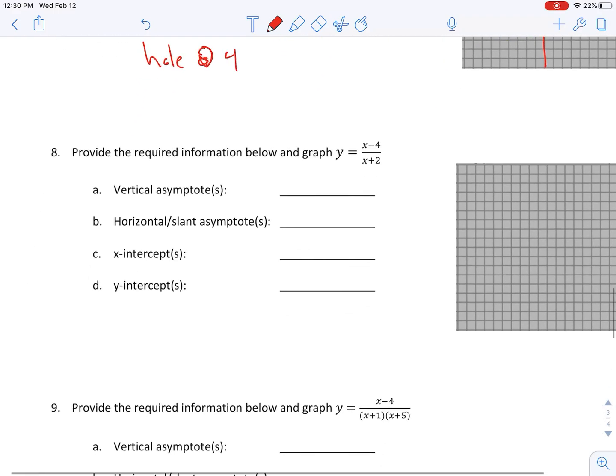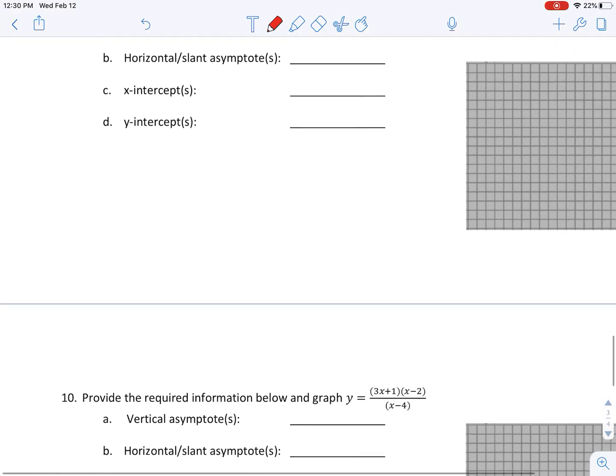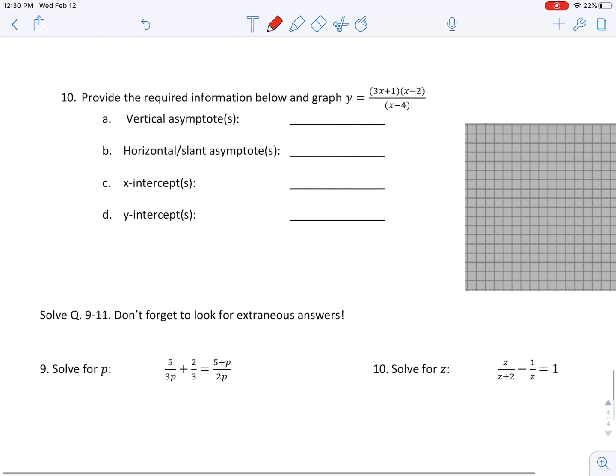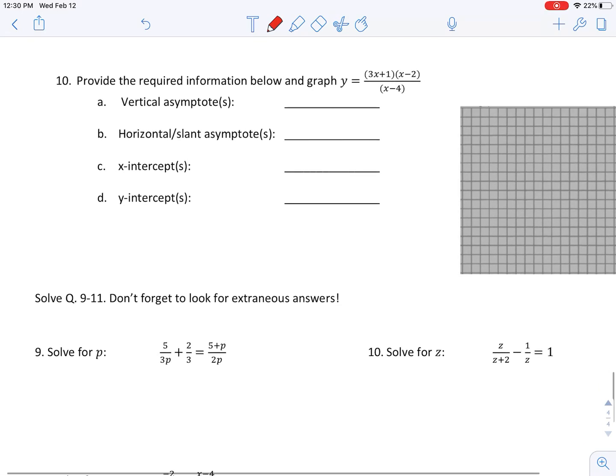All right, anything else I wanted to do? Was there an improper one? Yes, okay. Improper kind. All right, so make sure it's factored. It is. All right. Make sure nothing cancels out. There's no holes in this graph.